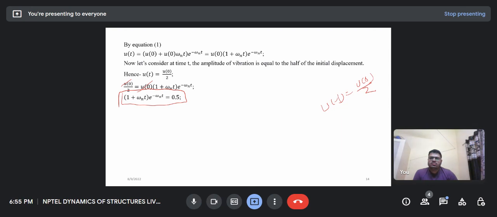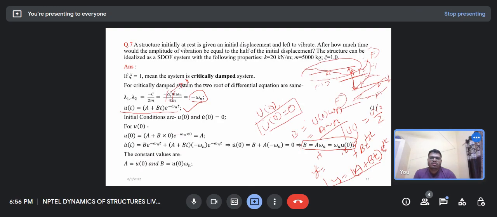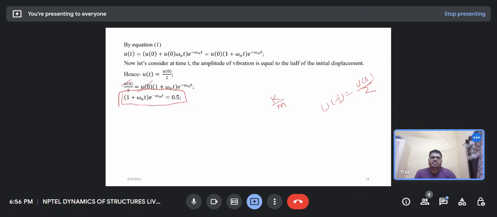Sir, we don't know omega n, right? You have omega n, no? You have been given the k value and the m value. Have you noted that, or do I have to show it? I haven't noted, sir. Okay, if you haven't noted, k is 20 kilonewton per meter and m is 5000 kilogram. Have you noted? Yes, sir. Calculate the value of t.